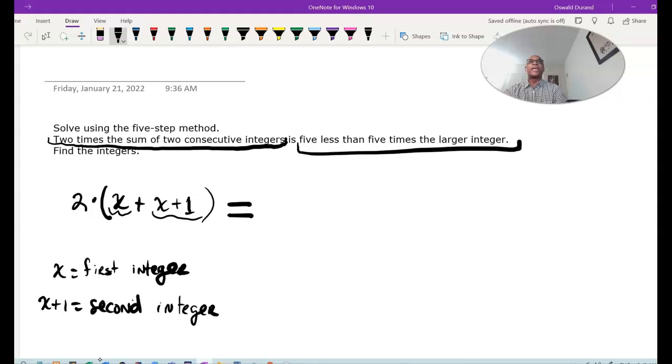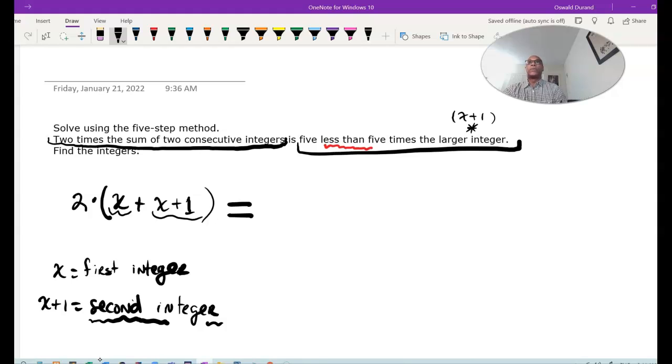And then here we have 5 less than. All right, so here we have to be careful, because it says 5 less than. That's the keyword: 5 times the larger integer should be the first term, and then you're subtracting 5 from it. So what does that mean? That means 5 times the larger integer. The larger integer here is referring to the second integer, because x plus 1 is the larger integer. The first integer is 1 less, it's just x. So the larger integer is basically x plus 1.